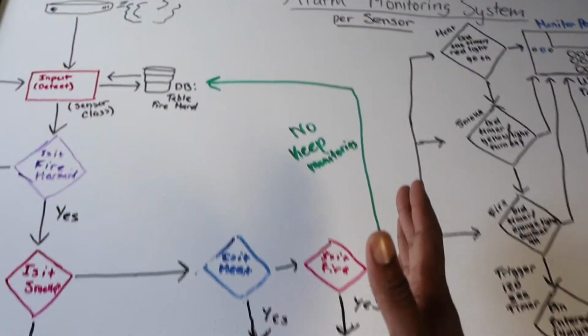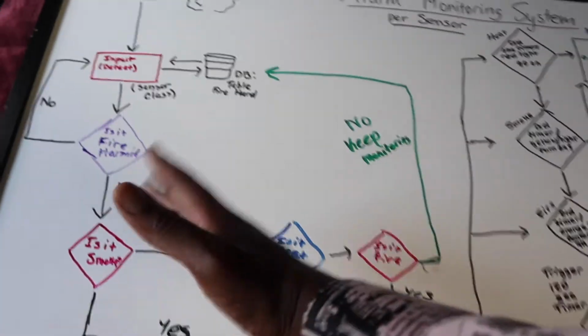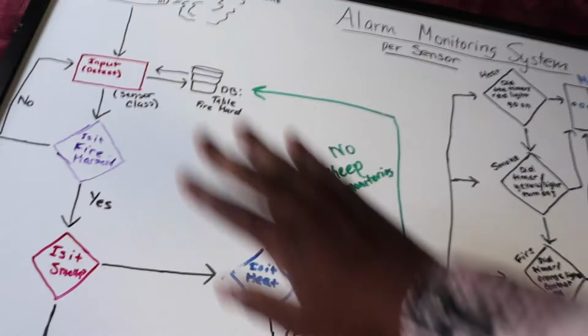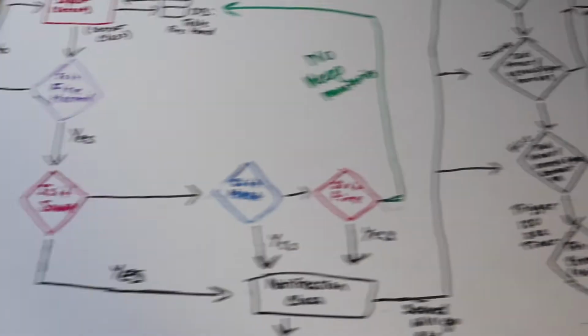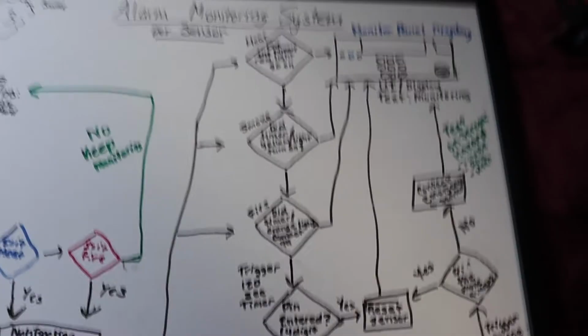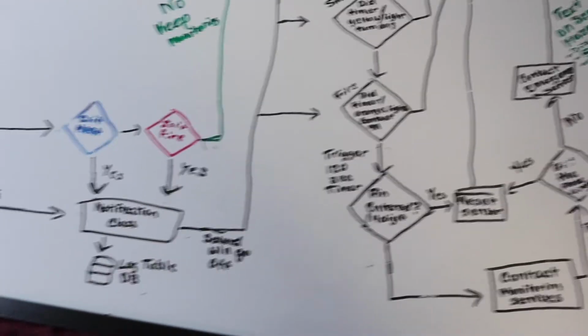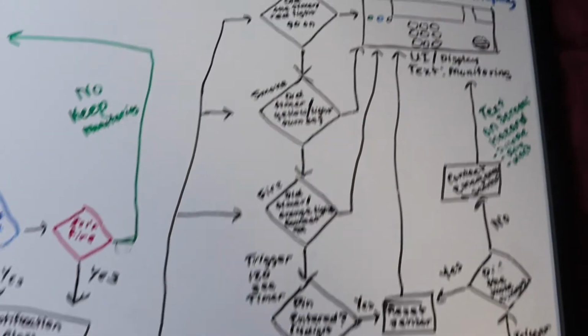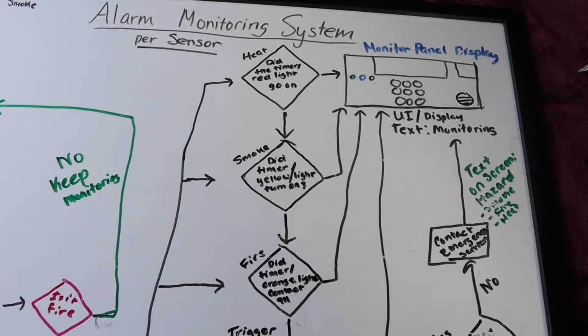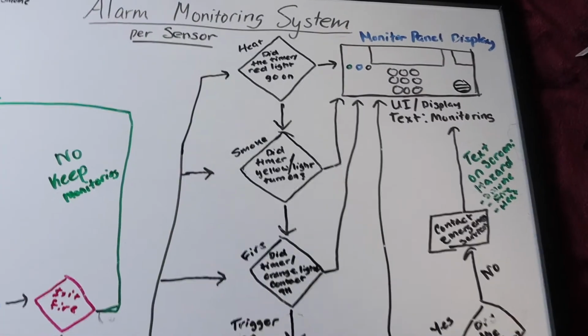Now this half of the alarm monitoring system is just detecting. It's just monitoring, detecting and analyzing. Once we get on this side of the flowchart diagram, we talk about, all right, once we know for sure it's a fire hazard, how is the system going to notify the user?